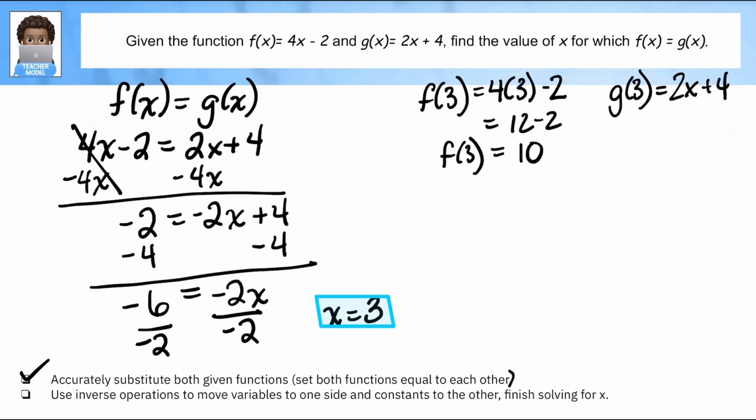2x plus 4. Let's do our substitution. So 2 times 3 plus 4, so 6 plus 4, also equal to 10. So g of 3 is equal to 10. They are both the same. So we have found the value for x for which f of x is equal to g of x. And that's it. We've done our 2 steps. We substituted both given functions, and we used our inverse operations to move the variables and solve for x.